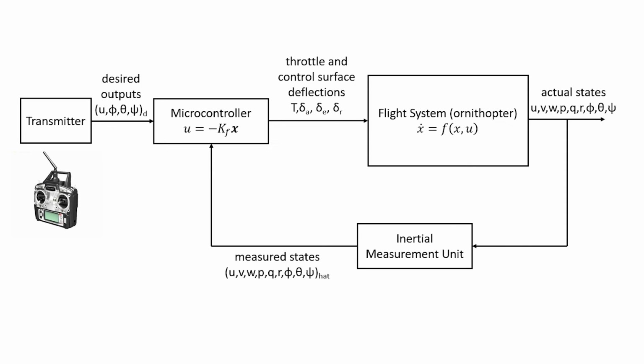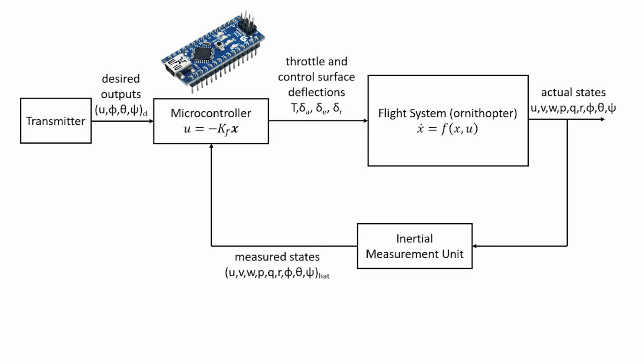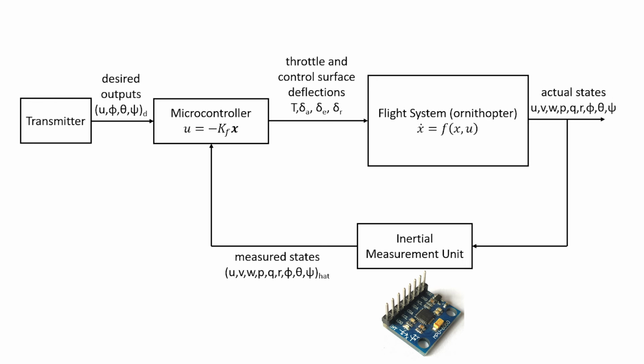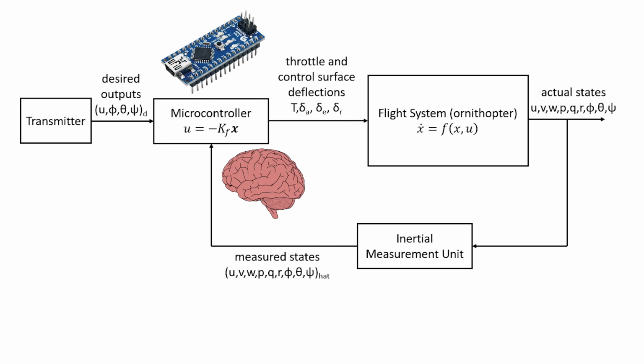The inputs are sent from the remote control or transmitter to the receiver, which is then wired to our Arduino Nano microcontroller, which is essentially the brain, where all the signals are processed. The flight system that the ornithopter itself then reacts to the input. All the while, an inertial measurement unit, that's the MPU 6050 sensor, sends data about the ornithopter's position back to the brain of the system, so it can be processed to help maintain flight.